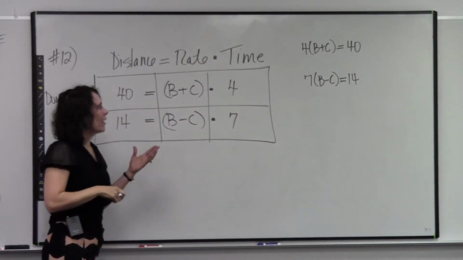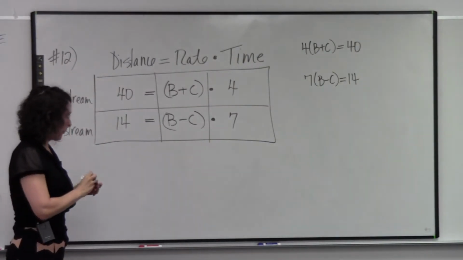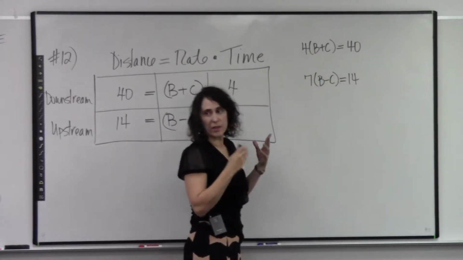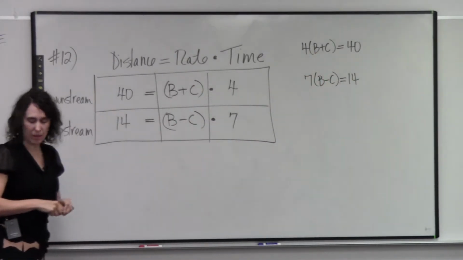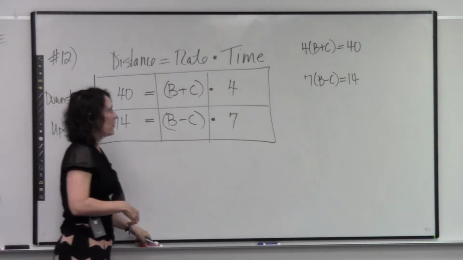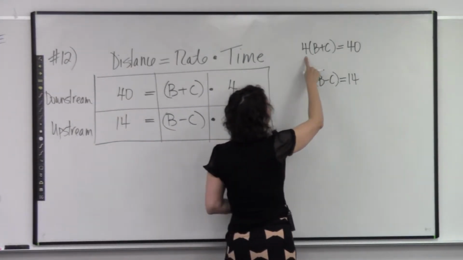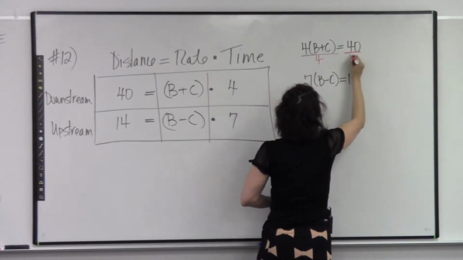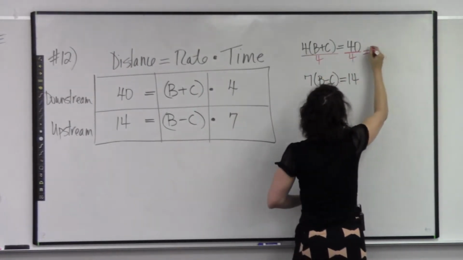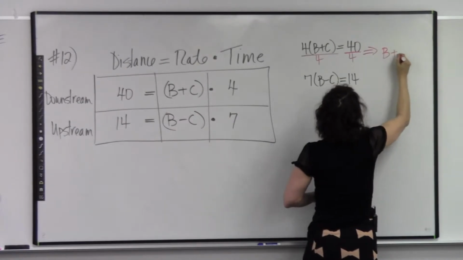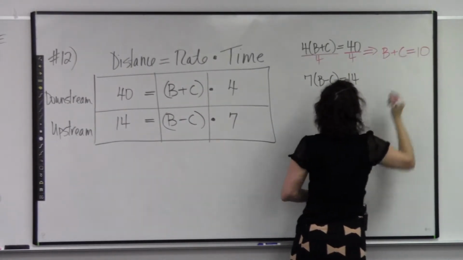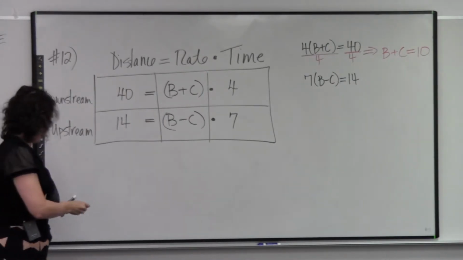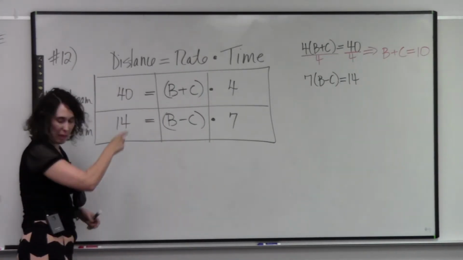All right, a couple of ways of dealing with the problem. Either we're going to distribute the 4, distribute the 7, and then try to eliminate B's or C's. Another way of dealing with it is that we could divide out the 4. So if we divide by 4, we're going to have B plus C equaling the 10. So once again, if we divide by 4, what about this bottom one, meaning that bottom equation?